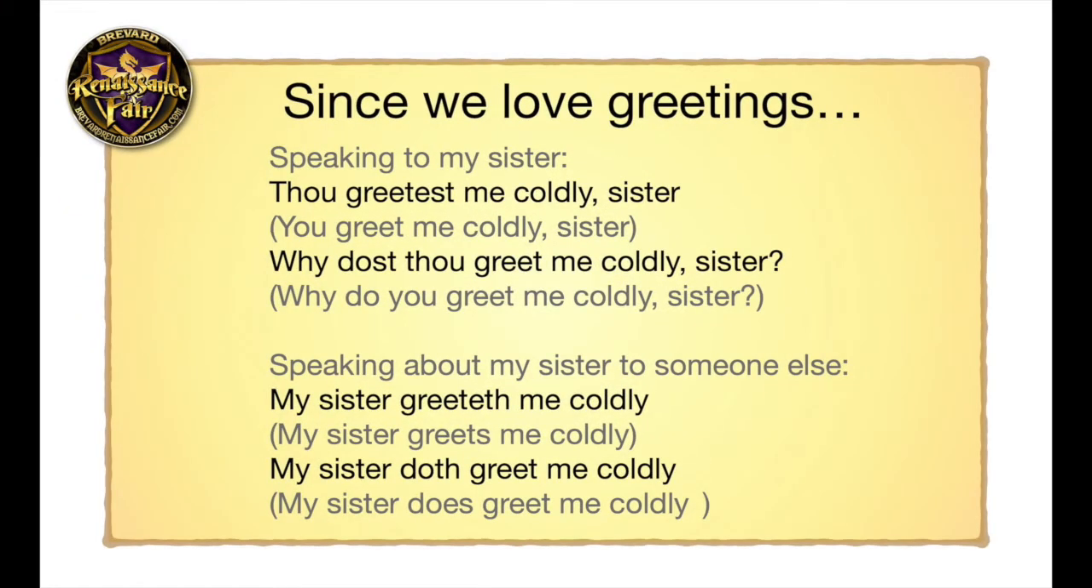Since we love greetings, speaking to my sister, thou greetest me coldly, sister, meaning you greet me coldly, sister. Or, why dost thou greet me coldly, sister, meaning why do you greet me coldly, sister? Speaking about my sister to someone else, my sister greeteth me coldly. My sister greets me coldly. Or, my sister doth greet me coldly. My sister does greet me coldly.